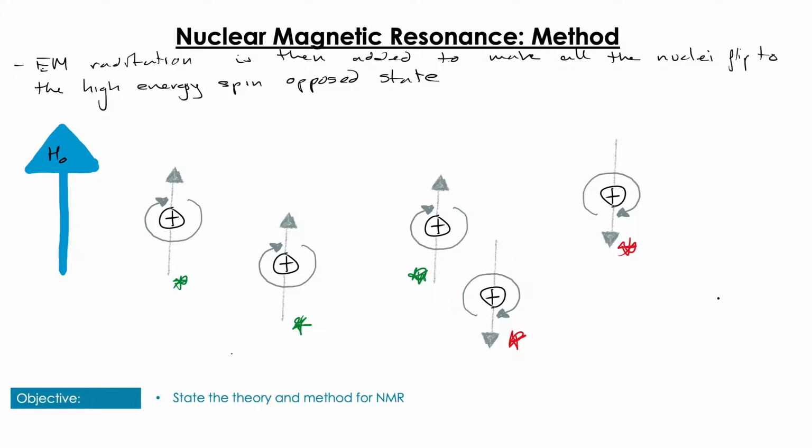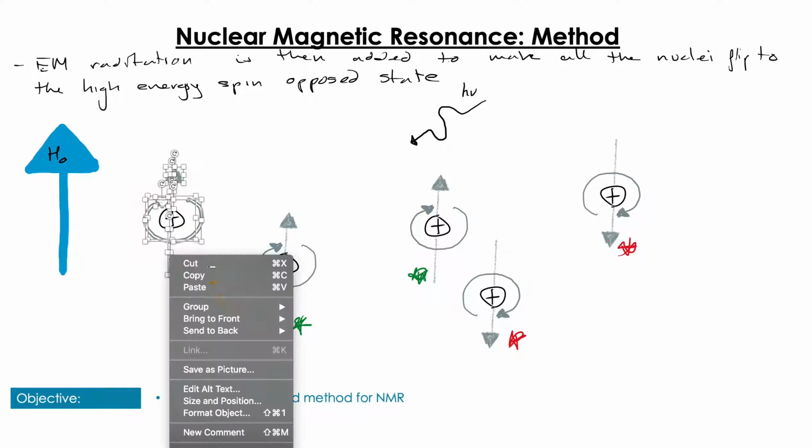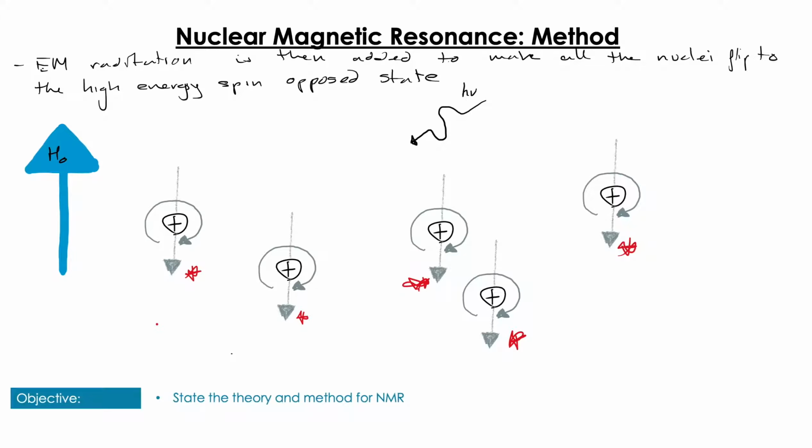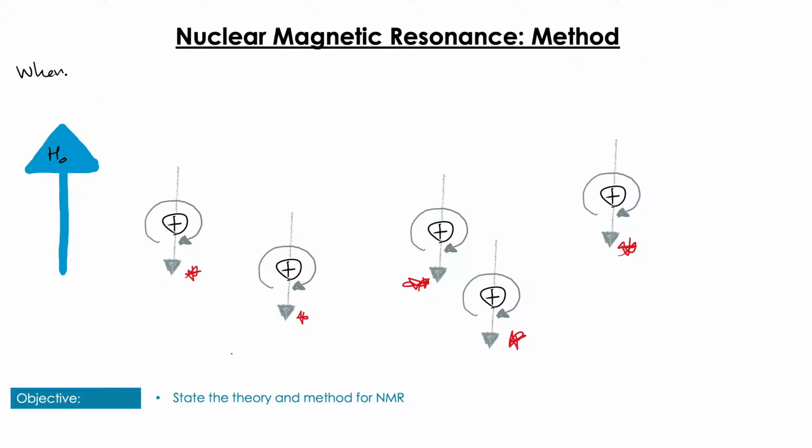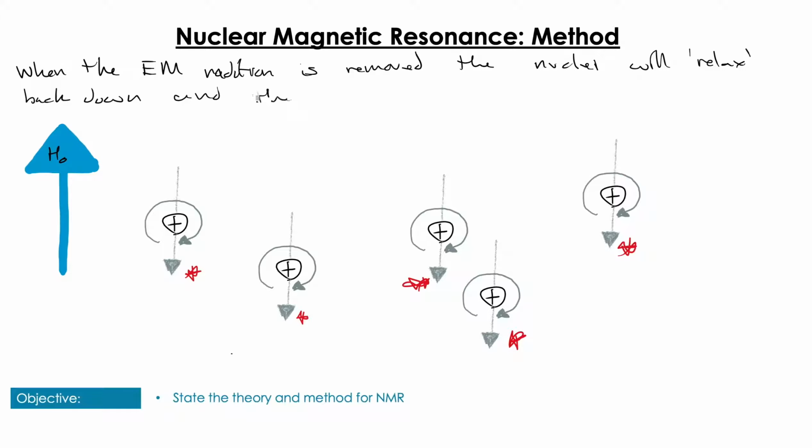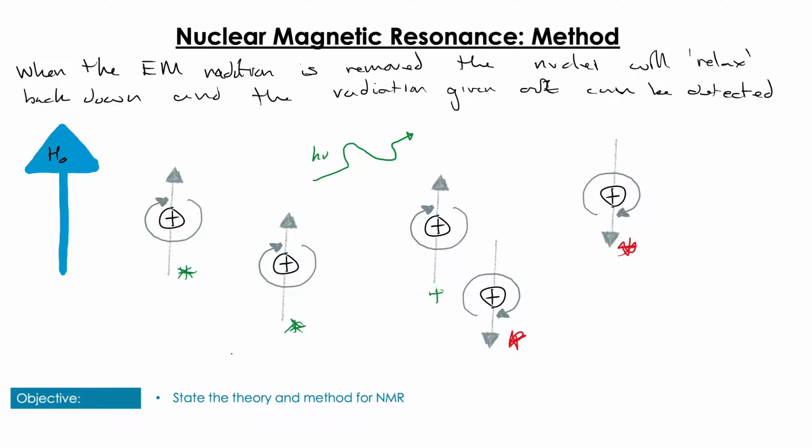So as we put energy into the system, the nuclei that are currently aligned with the magnetic field will be flipped and will become spin opposed. This means that when these nuclei relax and move back to their spin aligned state, they will release that electromagnetic energy that has been absorbed, and that will be given out. And it's that radiation that's given out in that relaxation process that we will detect and then process.